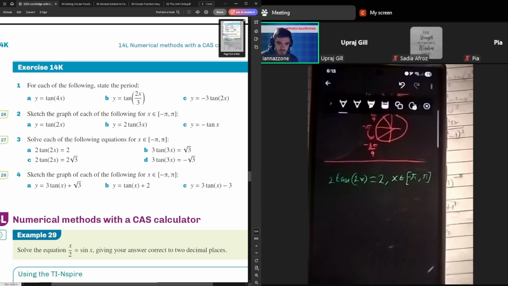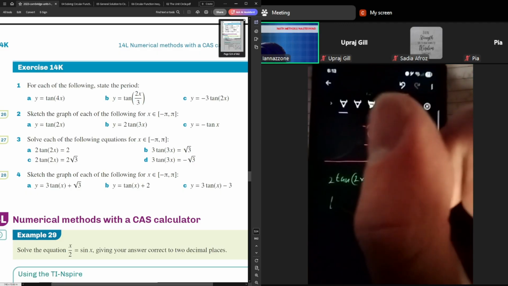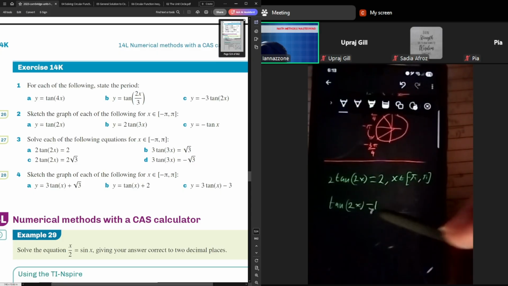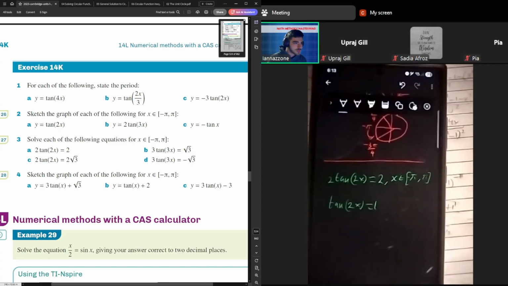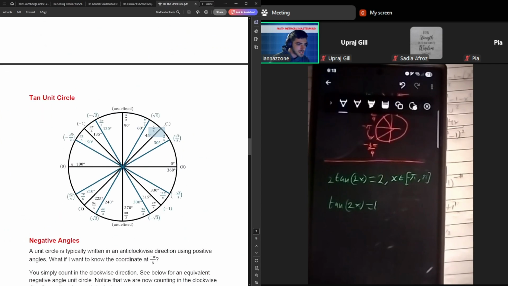For anyone who might still be a bit lost, first things first, get the tan on its own. So you got your tan 2x equals 1. You just want to figure out where tan is equal to 1 on the unit circle. If you look at, well, one of my provided unit circles, tan is going to be 1 at the pi over 4 and 5 pi over 4 spots. And then from there, it's just a matter of doing some rearranging, going backwards, forwards, so on and so forth.